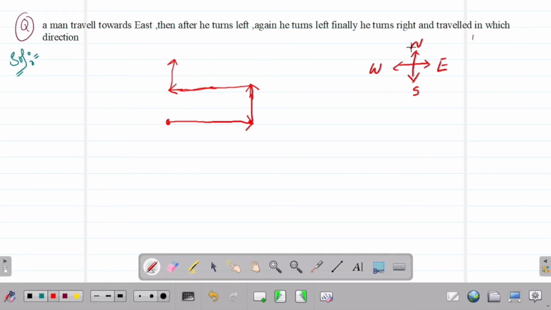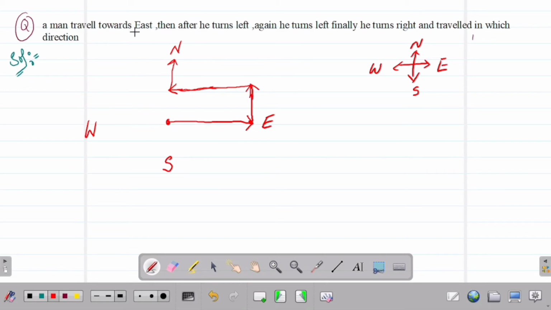Okay, so what is the question? Finally he turns right and travels in which direction? Okay, now he is in which direction? He is in north direction. It is east, it is west, it is north, it is south, right? So he is in north direction. So this is the solution for the first problem. Am I clear? Whatever the question given, we should represent the question in diagrammatical form. Then only you can find the answer very easily.